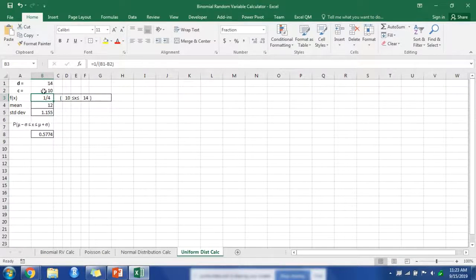You put in your D and C values, and it will give you the distribution function, the mean, the standard deviation, and the probability between 2 points.